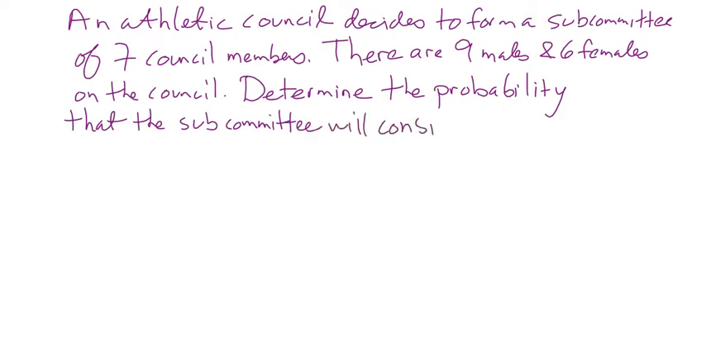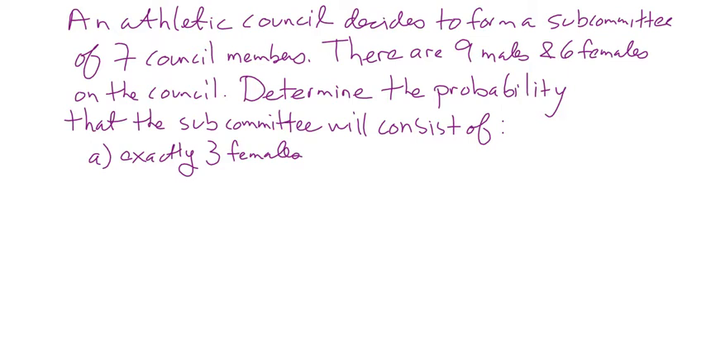will consist of A, exactly 3 females. Okay, so to solve this, we need the number of subcommittees that contain exactly 3 females, and that will be favorable, and we put that over the total number of subcommittees. Okay, so how many subcommittees will have exactly 3 females?